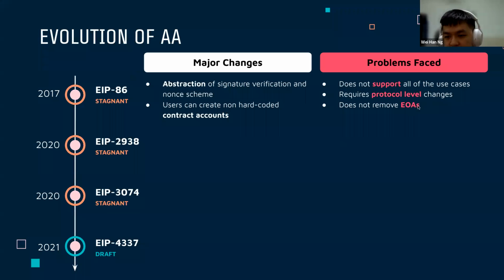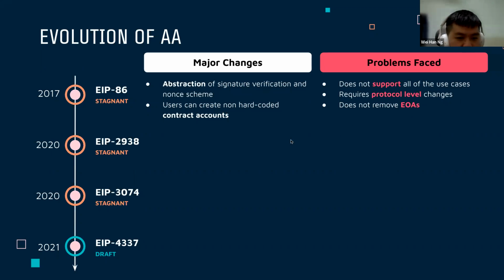And lastly, it still doesn't remove EOAs, right? The concept of removing EOAs is that in the long term, we would want to transition from a state where EOAs are the first class citizen to completely no EOAs at all, meaning they are replaced by smart contract accounts. I think in the long term, that's what the Ethereum Foundation is trying to do, but I don't think it will happen in the upcoming future.